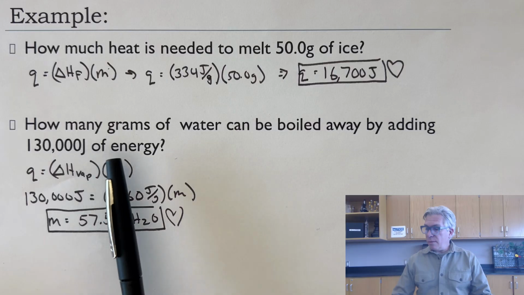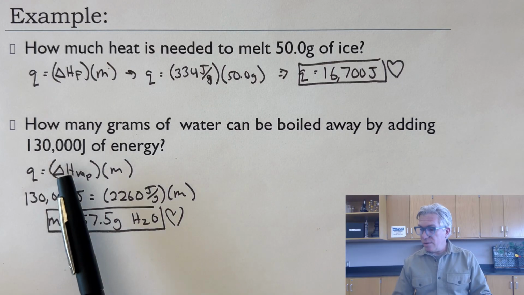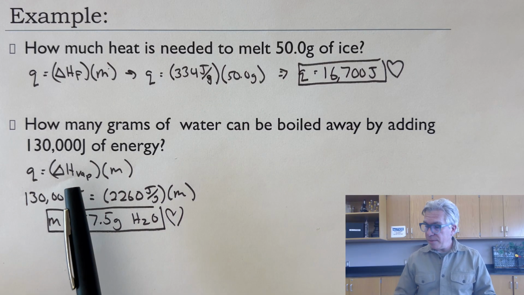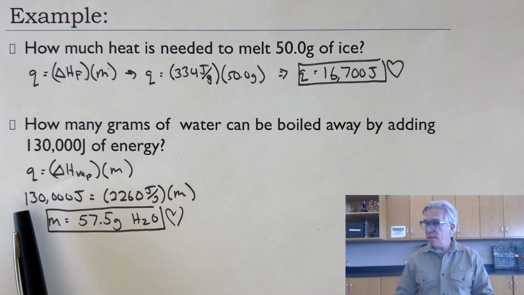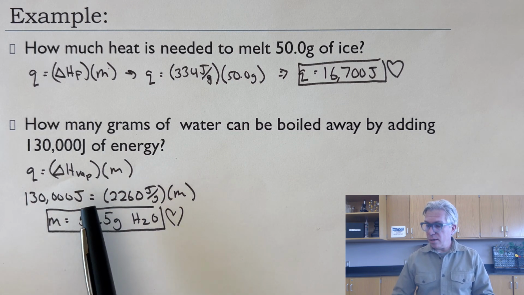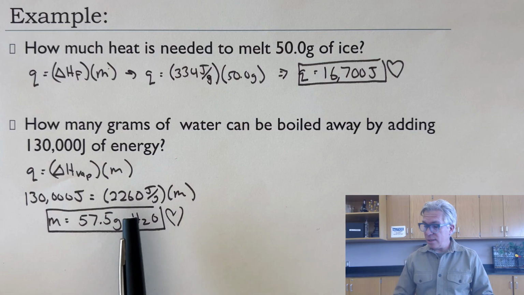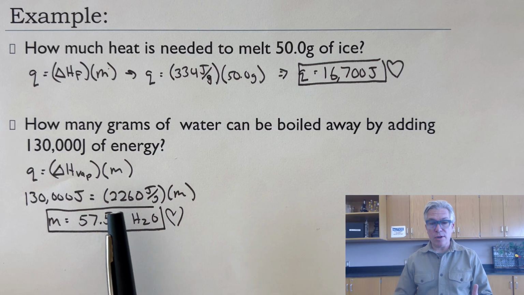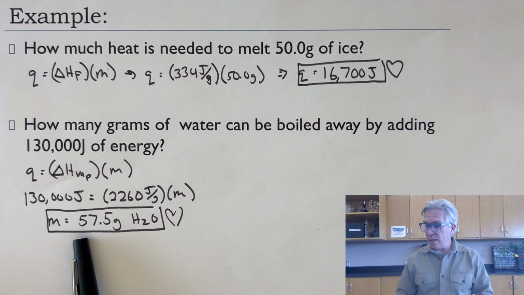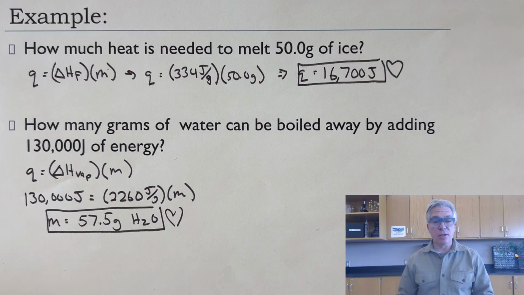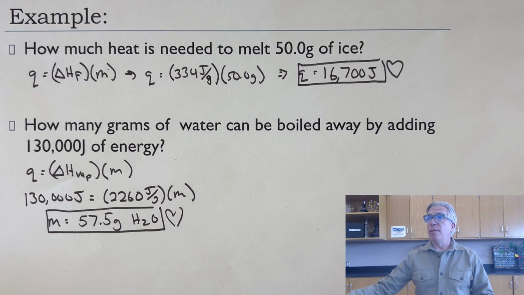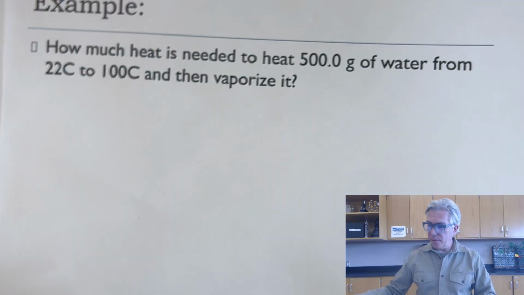Another quick question: how many grams of water can be boiled away by adding 130,000 joules of energy? Well, in this case, I know how much heat it is. I know that the water will take 2,260 joules to vaporize 1 gram of it. And if I solve for the grams, I get just over 57 grams that can be vaporized by the addition of that much heat. All right, let's do another one.